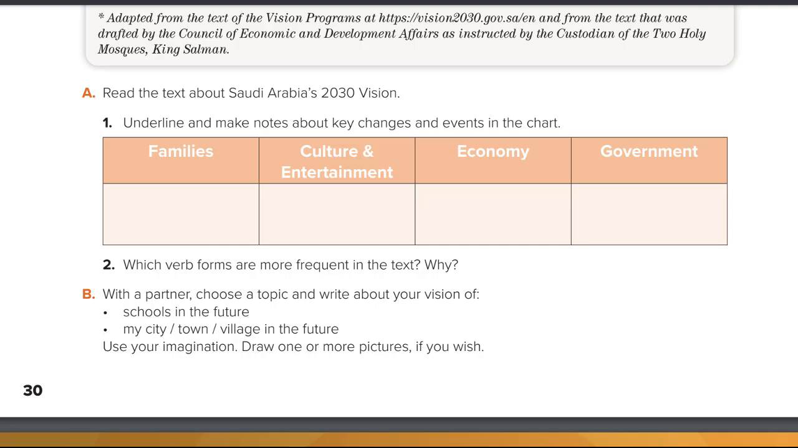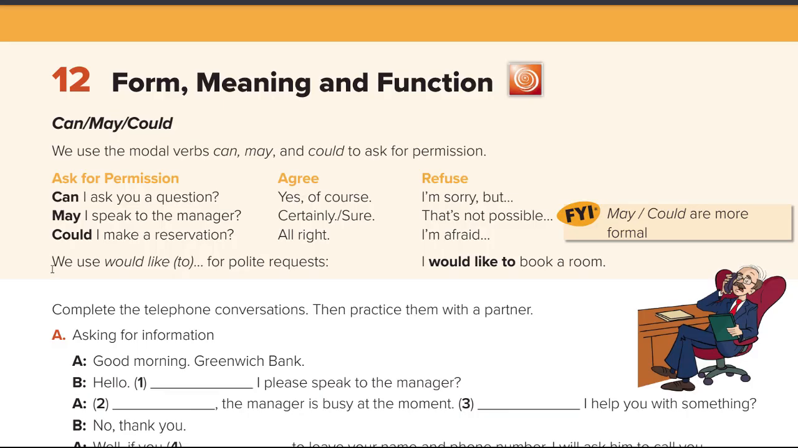With a partner, choose a topic and write about your vision of: اكتب رؤيتك عن schools in the future, المدارس في المستقبل. My city, مدينتي, town, قريتي, village, القرية الصغيرة جدا. In the future, في المستقبل. Use your imagination. Draw one or more pictures if you wish. استعمل خيالك, ارسم صورا إن أحببت.